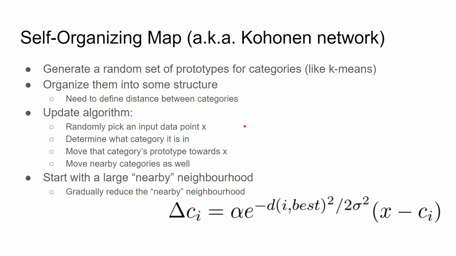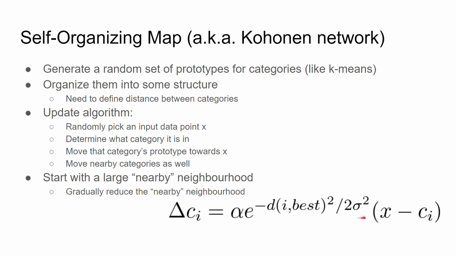Often, instead of just the 4 neighbors, we use math to quantify what I'm saying. So c_i is the prototype for that particular category. And how am I going to change it? i just iterates over all the categories. Alpha is some learning rate, so that's how much I'm going to change it.